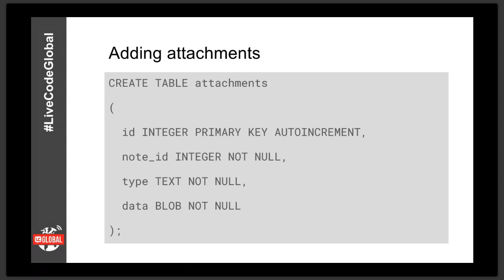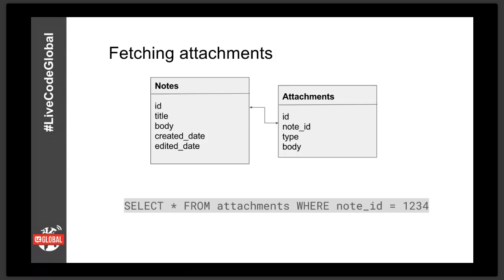Then the next field is the type of the attachment. So we can say it's an image, or it's a Word document, or a CSV file, XML, whatever you want to attach to it. And finally, that's the actual core data, which is the attachment data, which is a blob. I'll discuss that in a second. So if we look at our two tables here, we've got our notes table. Each note has an ID, title, body, created date, edited date, and each attachment has an ID, a note ID, a type, and a body.